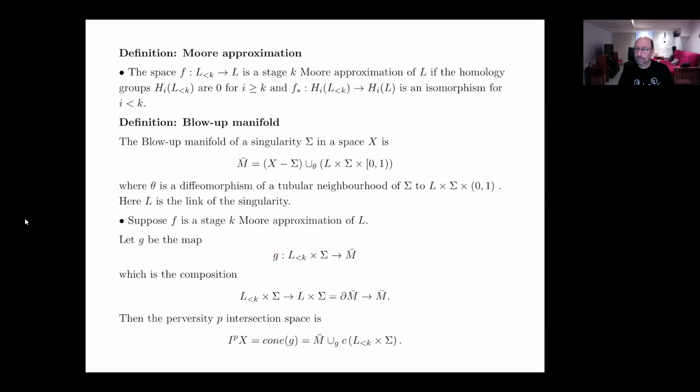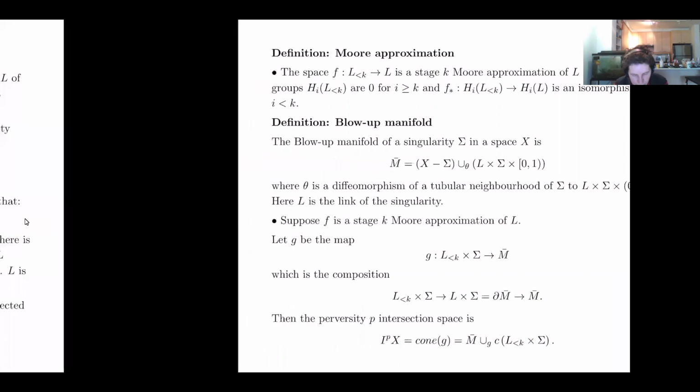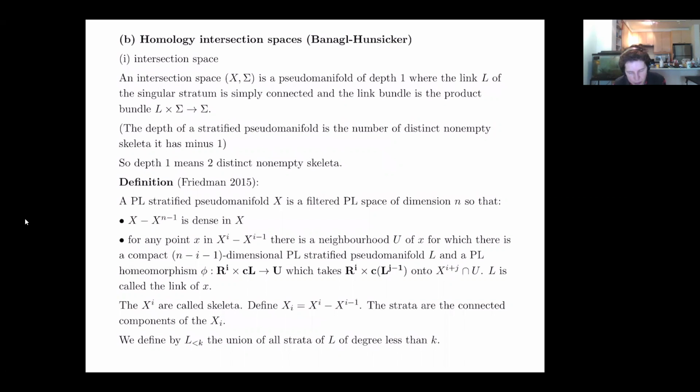Excuse me, yes? Could I just ask to make sure I understand? So for instance, for a smooth manifold, the depth is 0, and for a graph, the depth is 1? Yes, for a smooth manifold, the depth would be 0. And for a graph, it would be 1.